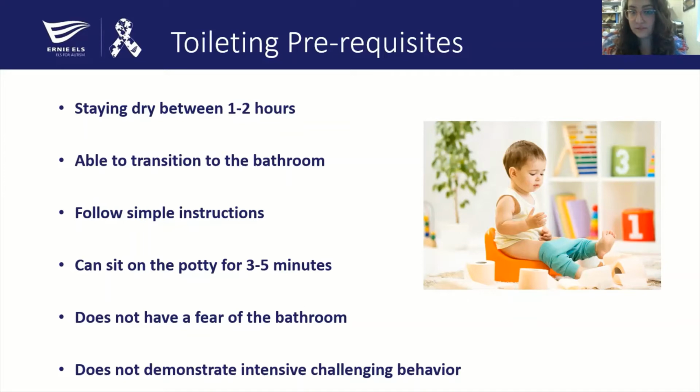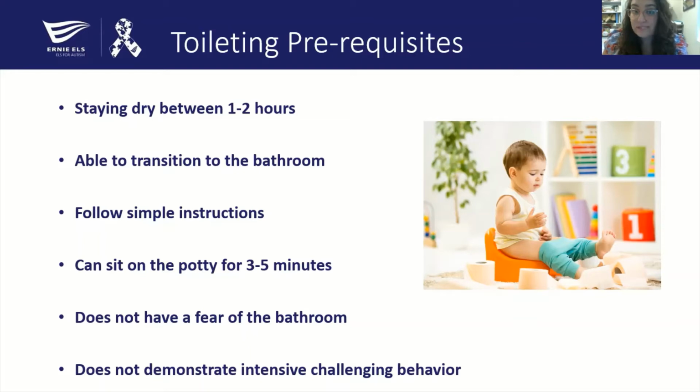So our toileting prerequisites. We really want to find out, and we're going to talk about how we're going to find out next, but you want to make sure that your child is able to stay dry for between 1 to 2 hours. You want to make sure that they're able to transition to the bathroom, meaning, will they take your hand if you say, hey, let's go? And you walk over to the bathroom and they wash their hands, they're willing to be in the bathroom. There's no associated fear yet with the bathroom, and hopefully none to follow.